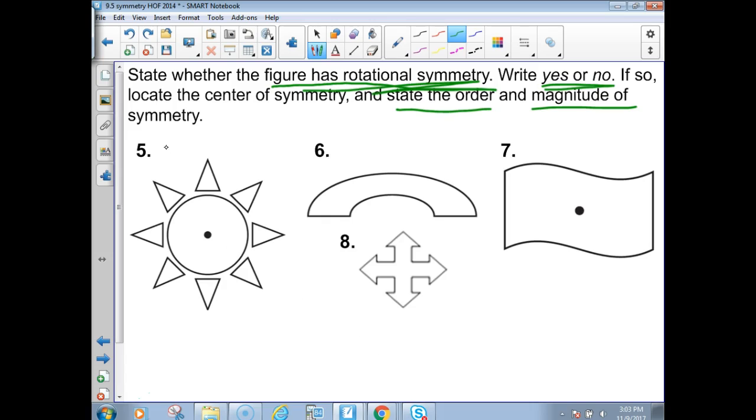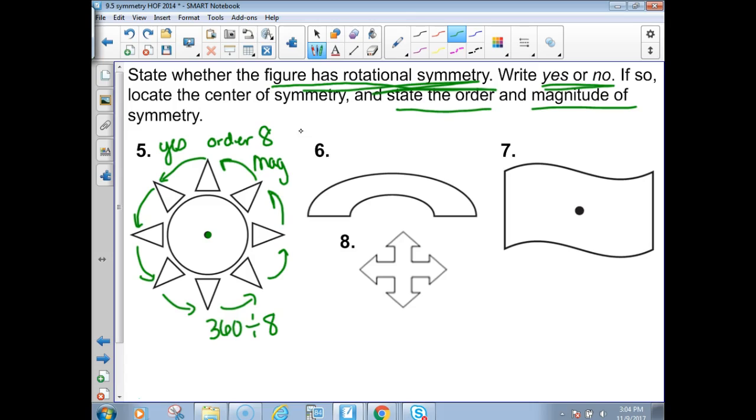All right, this thing's a yes, right? You obviously can spin that thing. The center is right where the dot is, so I really didn't need to find it because it's there. How about if I wanted to spin it? We always go counterclockwise. So how many do I get to spin it till it gets back to the top? 8. Okay, that's your order. So this is order 8. And the magnitude, we just abbreviate magnitude, M-A-G. Let's take 360 divided by 8, and we get 45, right? 45 degrees.